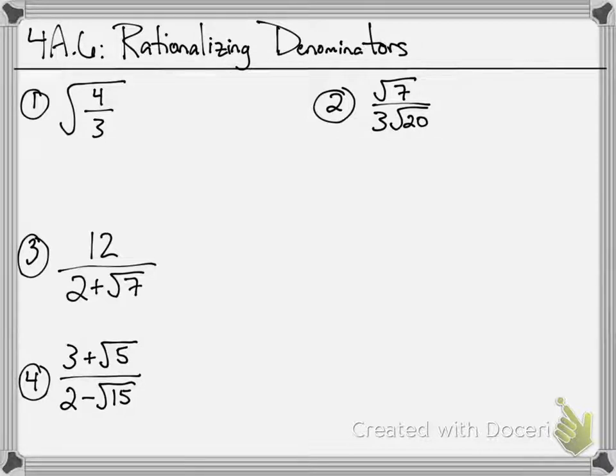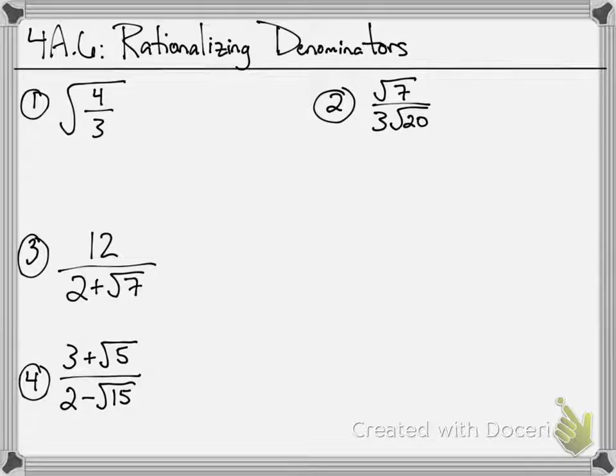So we're going to take a look at a couple of basic problems where we just have to rationalize the denominator with one radical. And then we're going to take a look at a couple of problems where we have to use something called a conjugate to get rid of the radical in the bottom of each of these fractions. So let's take a look at these first two here, where these are more basic fractions.